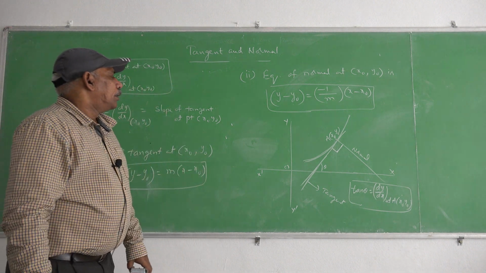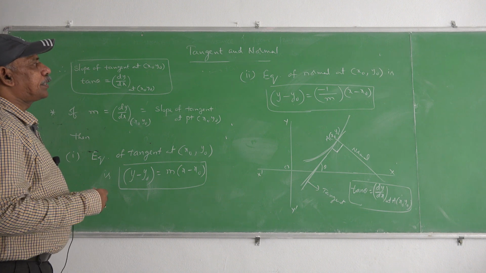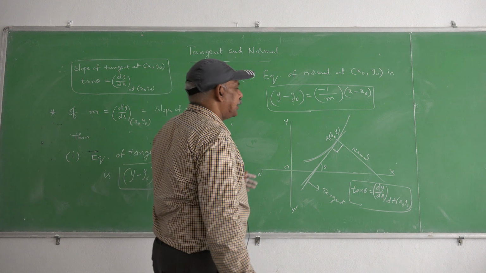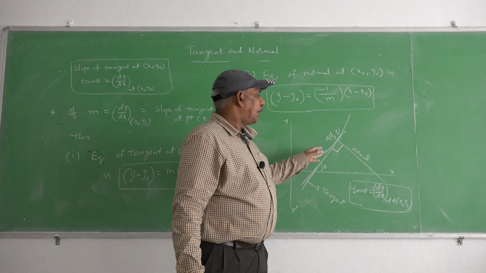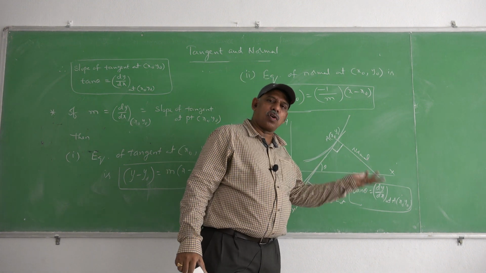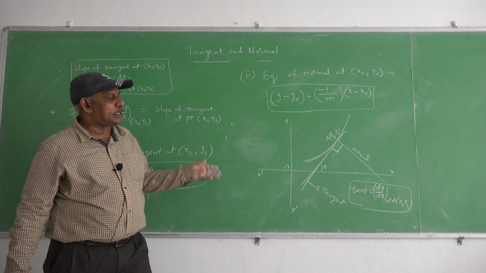So, once the tangent equation and normal equation can be evaluated, you can study the nature of the graph of the function also. At what point the tangent exists and at what point the normal exists, and what is the equation of the normal, what is the equation of the tangent, that you can evaluate.